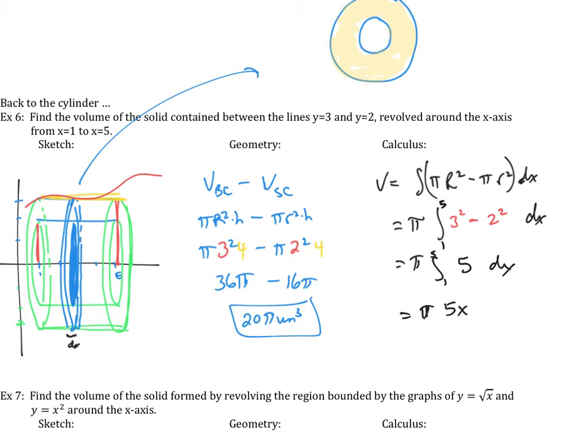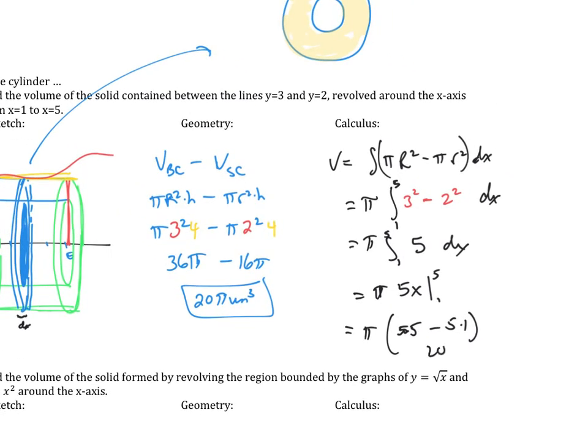So pi times 5x evaluated from 1 to 5. If I do my antiderivative, that gives me pi times 5, which is 25, minus 5 times 1. So 25 minus 5 is 20, and there's my 20 pi, matching my first answer.